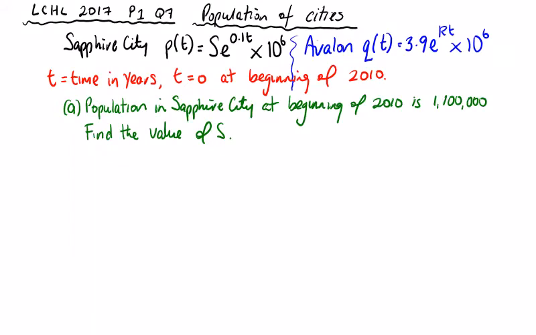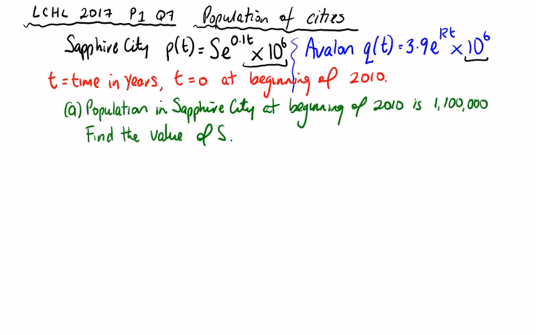2017 Leaving Cert Higher Level, Paper 1, Question 7. Population of cities. So it's one of the long questions. Sapphire City, the population over time is S e to the power of 0.1t by 10 to the power 6. We should know that 10 to the power 6 is a million. And Avalon, the population over time is Q of t is equal to 3.9 e to the power of kt by 10 to the power 6 again.